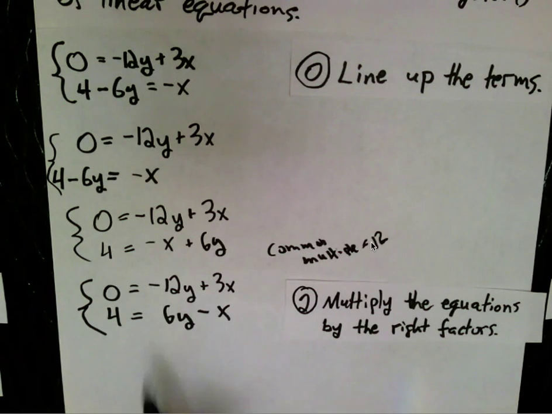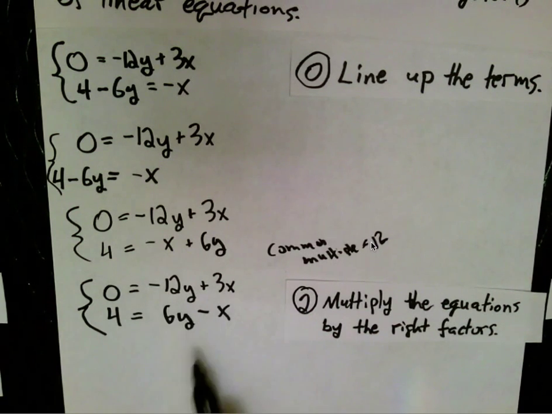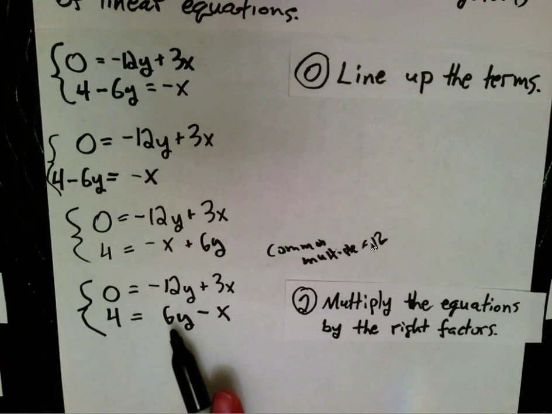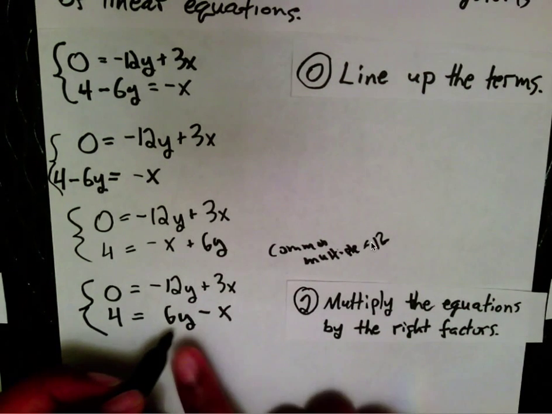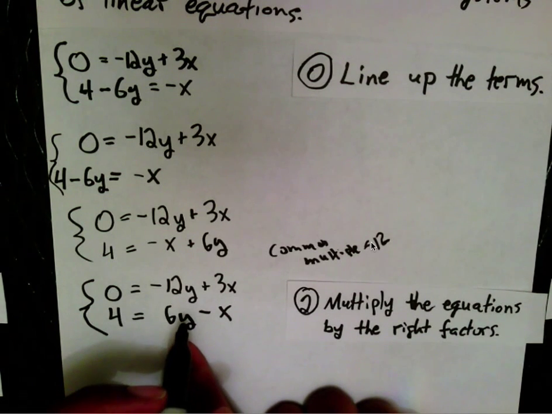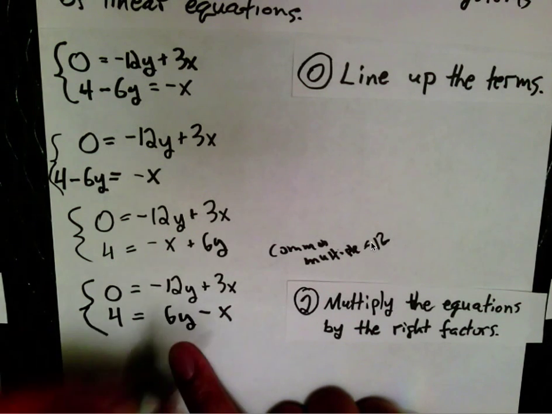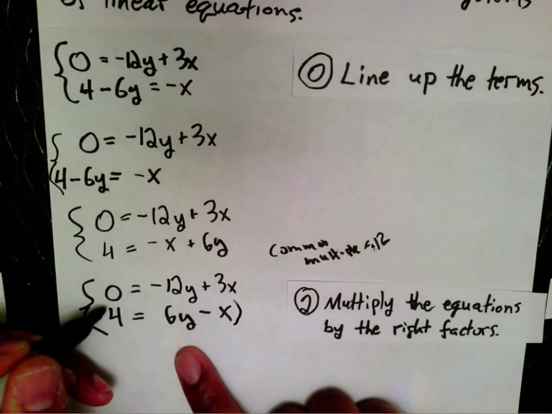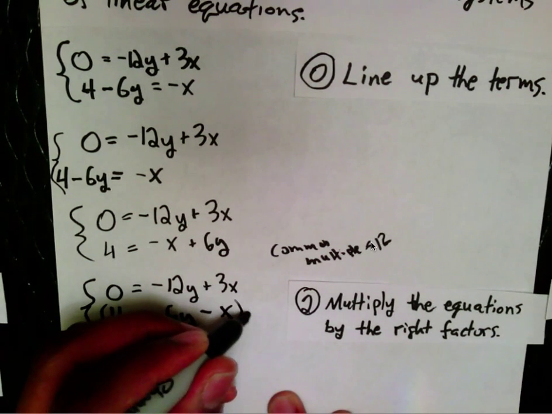Now, my next step, I am going to multiply the equations by the right factors. So this equation is already 12. I'm just multiplying that by 1, which basically keeps it the same. But what do I need to multiply this by in order to get 12? Well, 6 times 2 equals 12. So I have to multiply this by 2. But if I multiply this by 2, I need to multiply the entire equation by 2. So I'm going to take my entire equation and multiply it by a factor of 2.